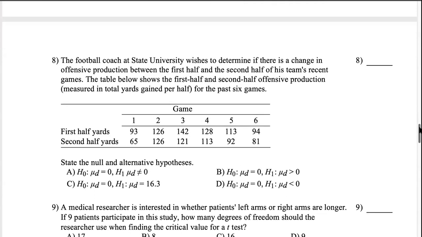Number 8 here. The football coach at some university wishes to determine if there's a change in offensive production between the first half and the second half of his team's games. So we're trying to see game number 1, first half, second half, the offensive production. That's the information we are given. Now the question here is to write down the null hypothesis and the alternative hypothesis. In other words, do we have to care about those numbers? No, we don't need to worry about those, everybody.